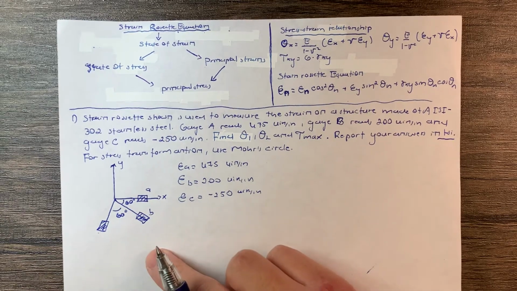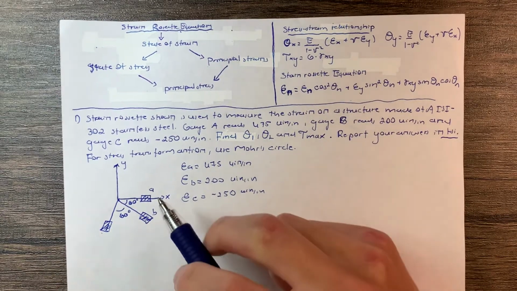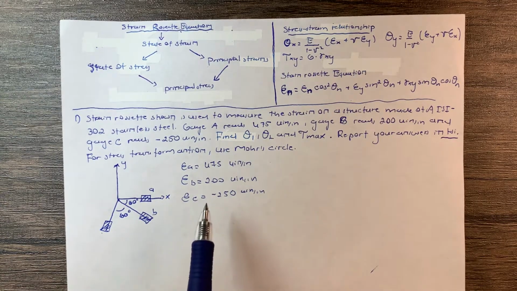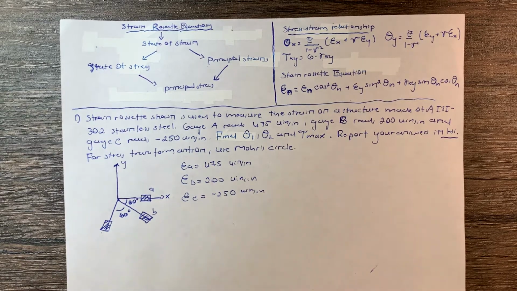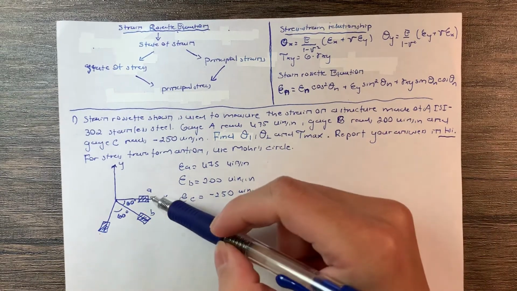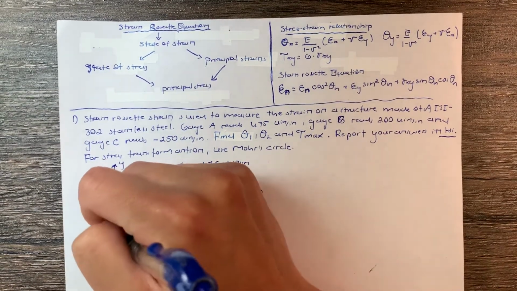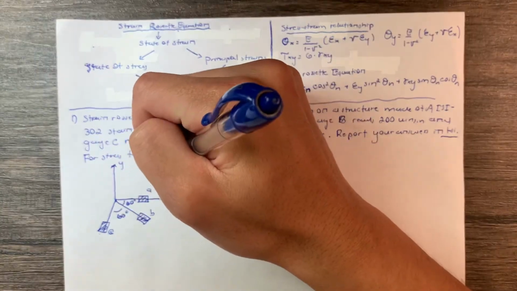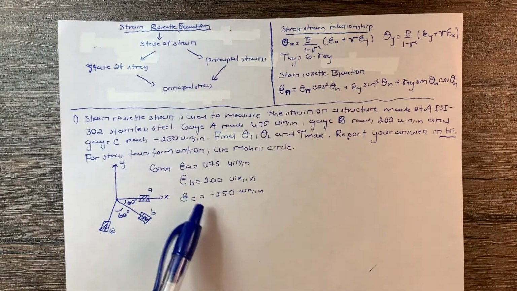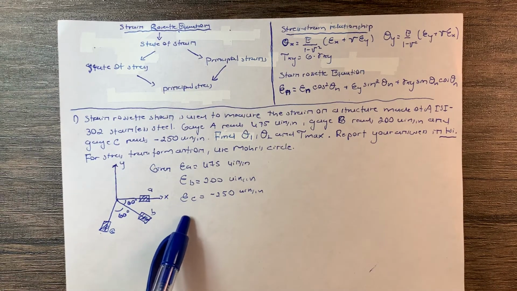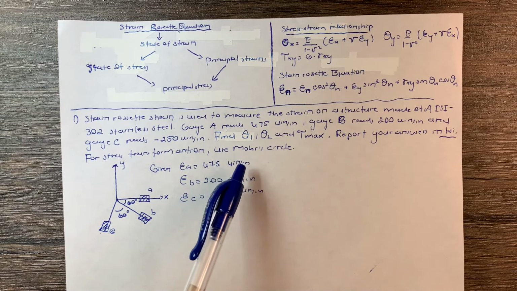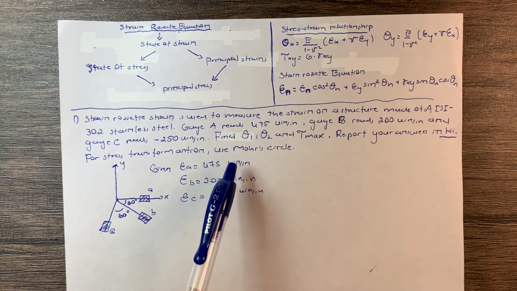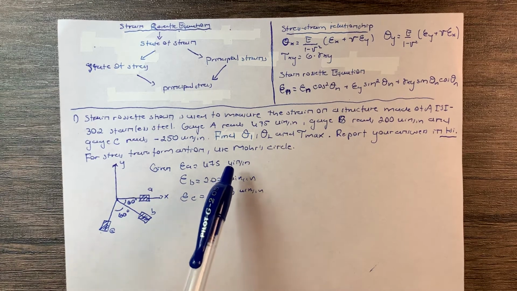So what we have here is a strain rosette problem. It's saying that the structure is made of AISI 302 stainless steel, and the following gauges A, B, and C right here are given to be these values. So these are our given values. The problem gives us the strain gauge values, and it's asked to determine the principal stresses and the principal shear stress.